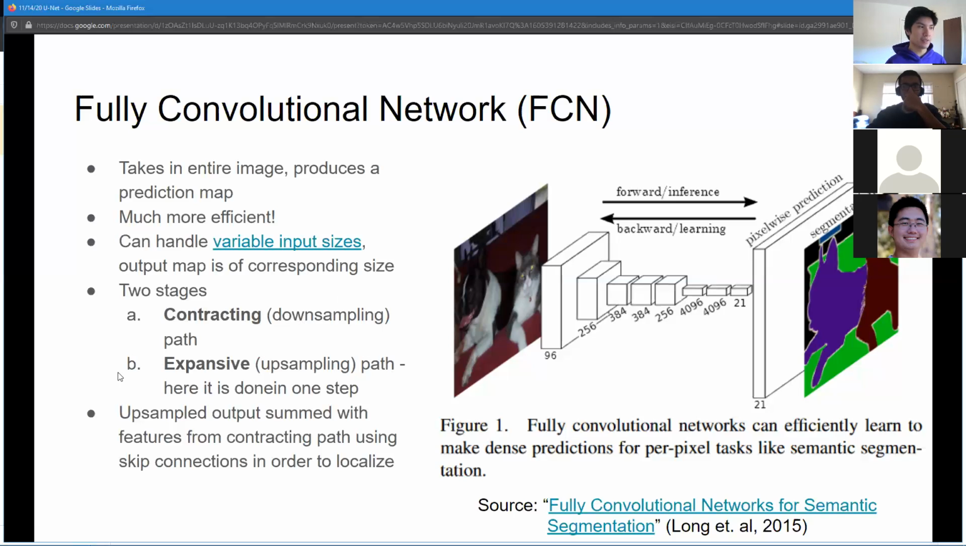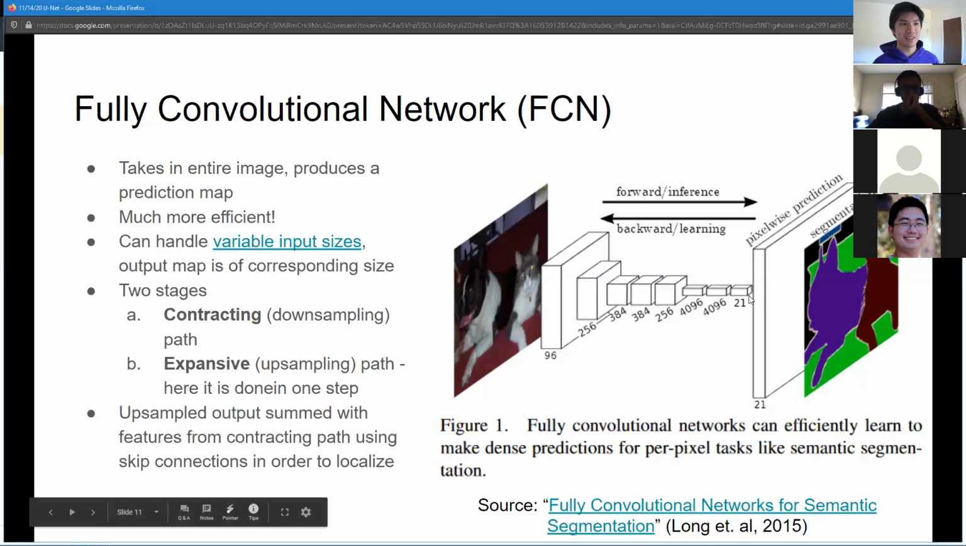And then in the second part, there's this expansive path. It's basically the opposite of contracting, right? Instead of getting smaller, now we're getting larger. That's important because, if you remember, in the convolutional network we basically just have the contracting path, and then we bolt on a fully connected layer at the end. The problem with that is that you can't do semantic segmentation that way, because at the very end you have this very tiny output.